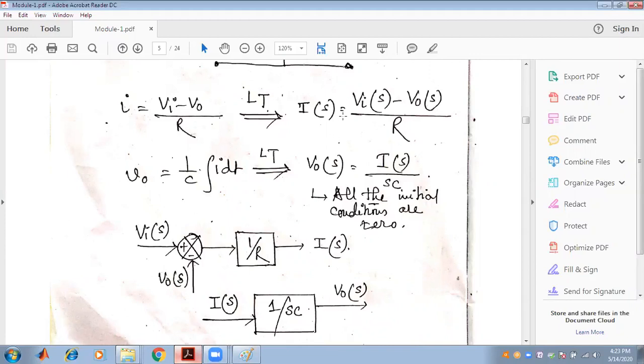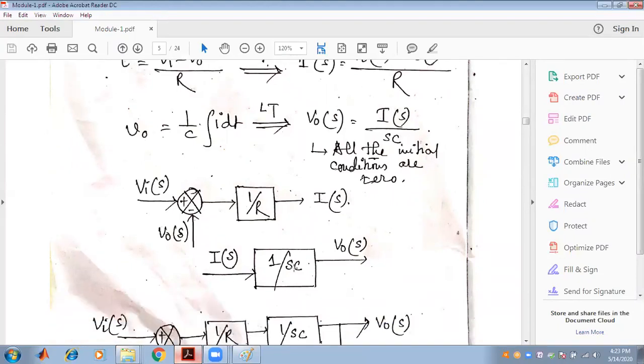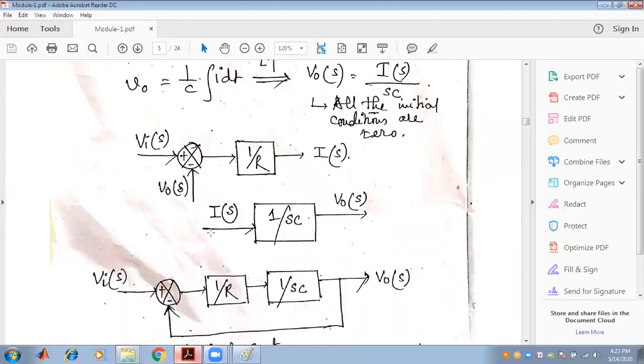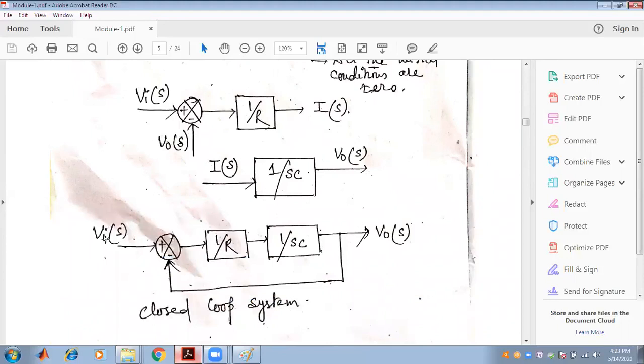From the second part, we get Is into 1 by Sc equal to V0S. So combine both parts. Our input is Vi, our output is V0.